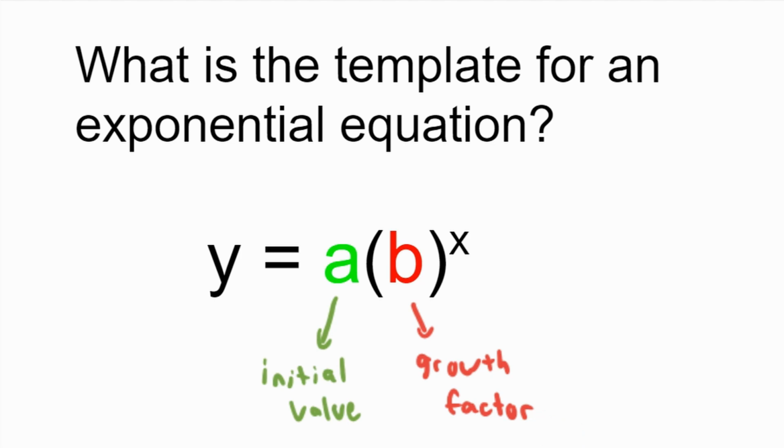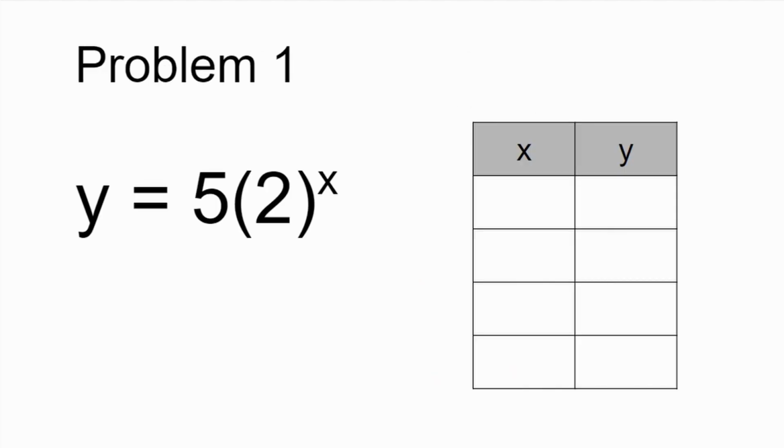In this video, we'll be looking at different exponential equations and generating a table, and then we'll go backwards where we start with the table and write an exponential equation. Problem 1. Here we have the equation y equals 5 times 2 to the x. Before we get started, let's go ahead and identify the parts of the equation.